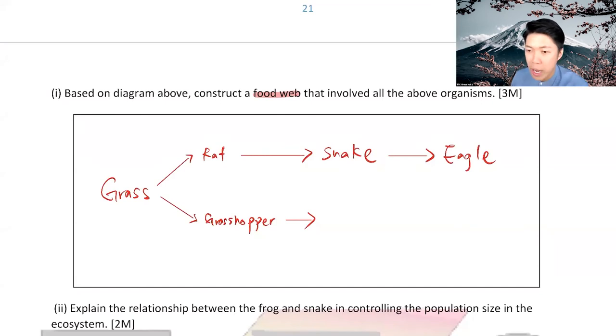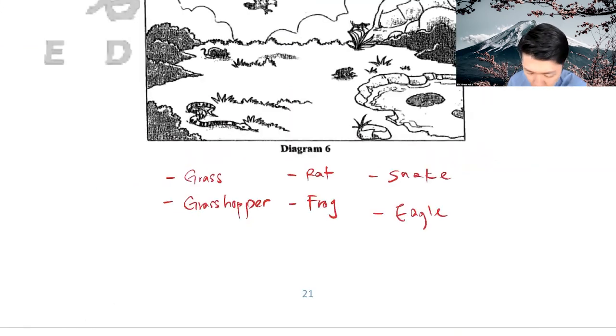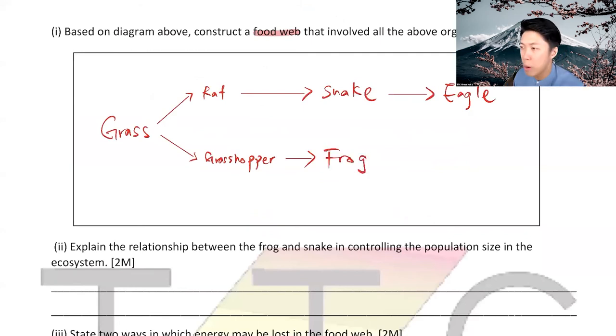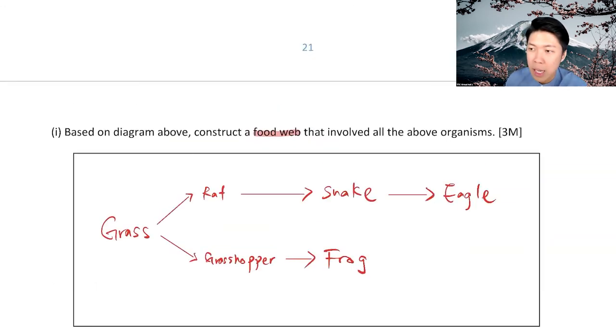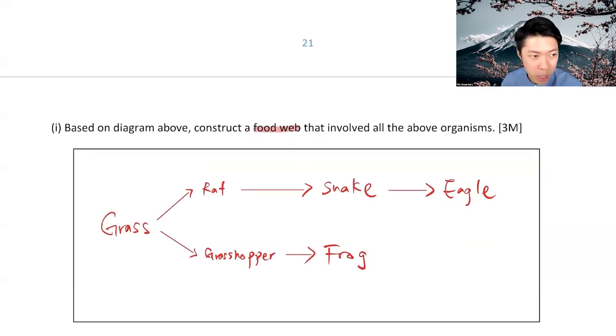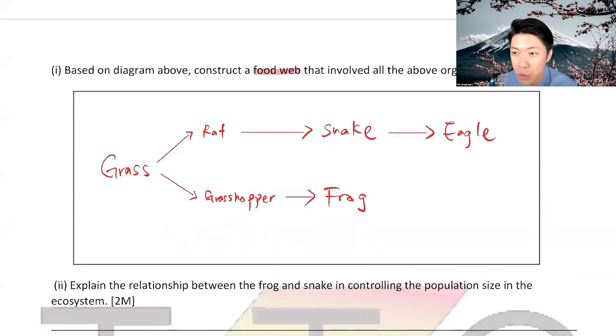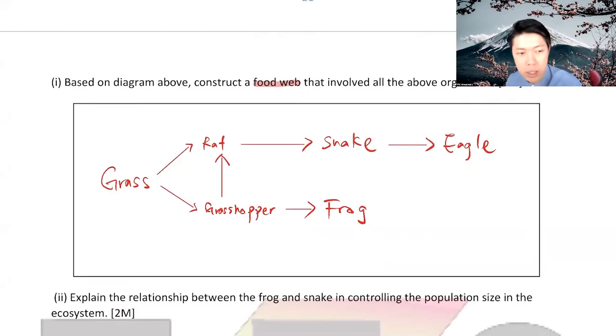Okay. Right. Anything to extend from grasshopper? I think grasshopper can be eaten by... Oh, we haven't written frog yet. So yeah, grasshopper is eaten by frog. Any more animals? Okay, we're done with all the animals. It's time to draw the web in between. So I think, as Lavina was saying, that they do eat the grasshopper. So okay, that's fine. We can actually draw the arrow to rats. And what else? Rats are eaten by snake, frog.